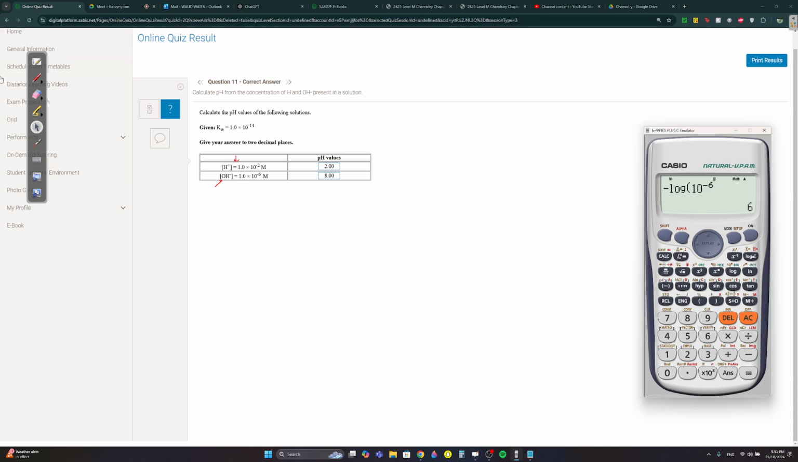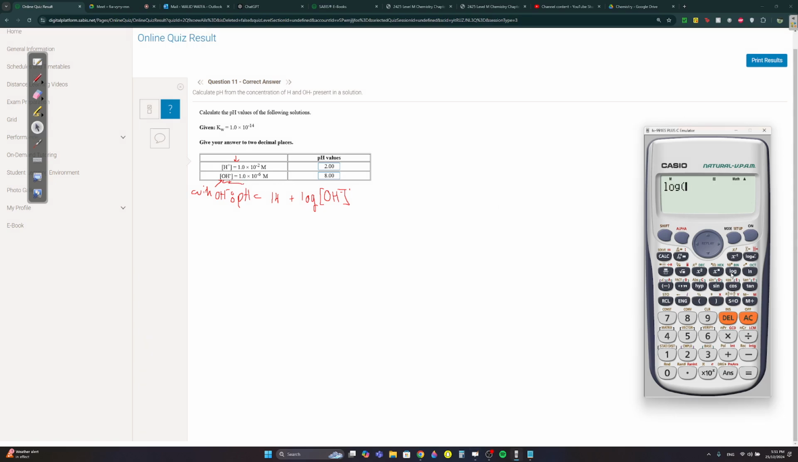And then do 14 minus. If you have OH, you can do pH is equal to 14 minus log, actually no, put plus, 14 minus, 14 plus log OH minus. I should put the minus inside. Okay, if you want to use log with the OH, you just have to add 14 to it.